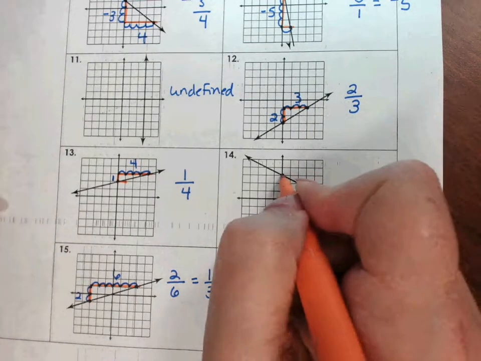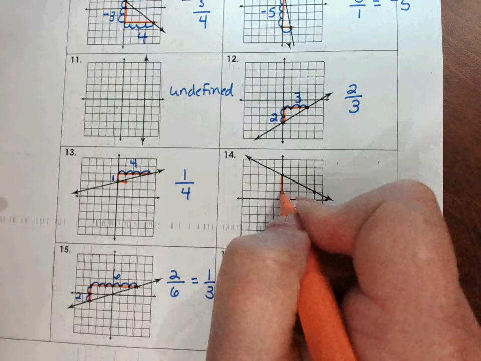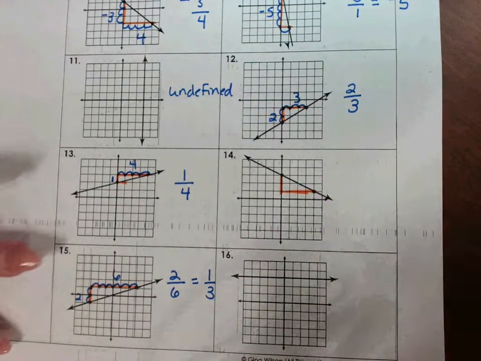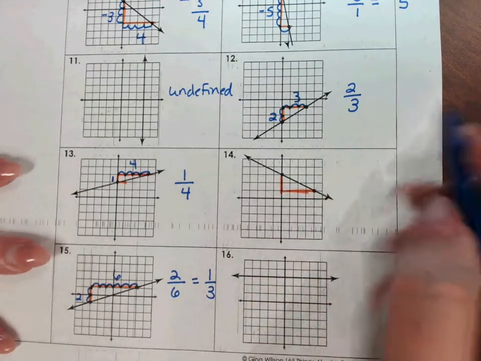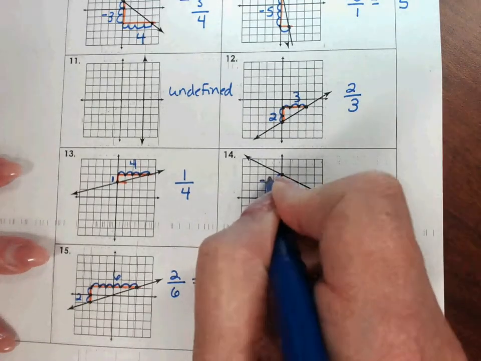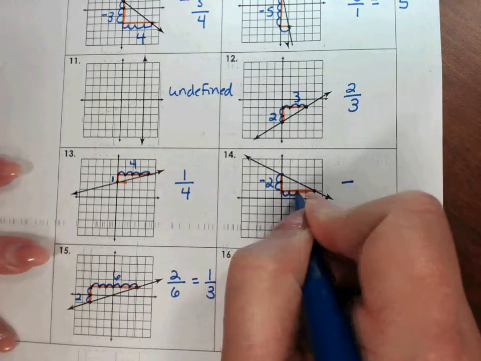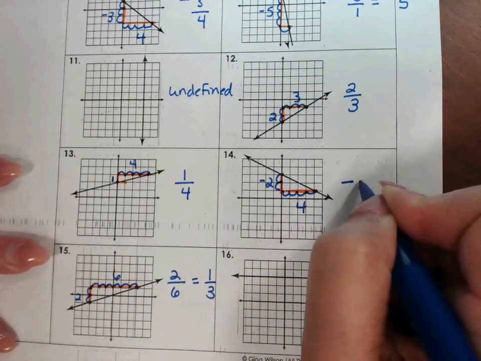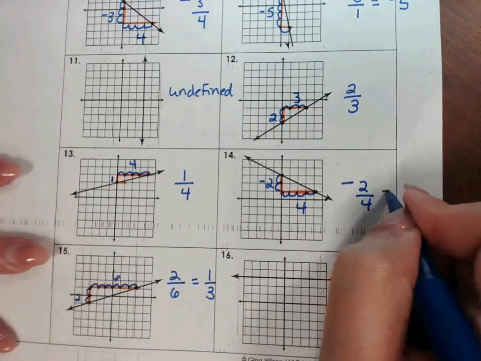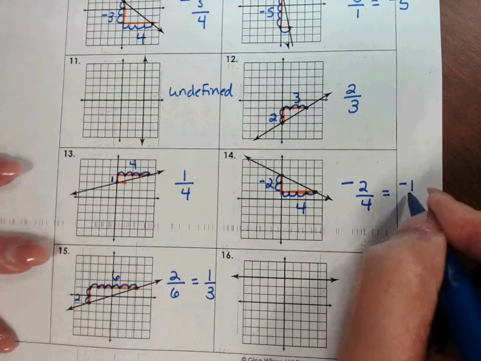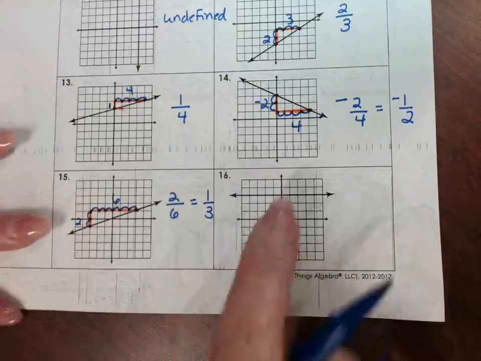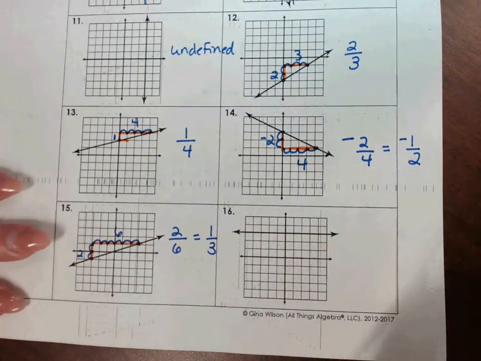14, connect, make a triangle out of my 2 points. And I notice that this line is going down again from left to right. I'm going to go ahead and put my negative. 1, 2, down 2, and over 1, 2, 3, 4. So down 2 over 4. This, however, will simplify. So I'm going to put it in the calculator, and it's going to simplify to negative 1/2.